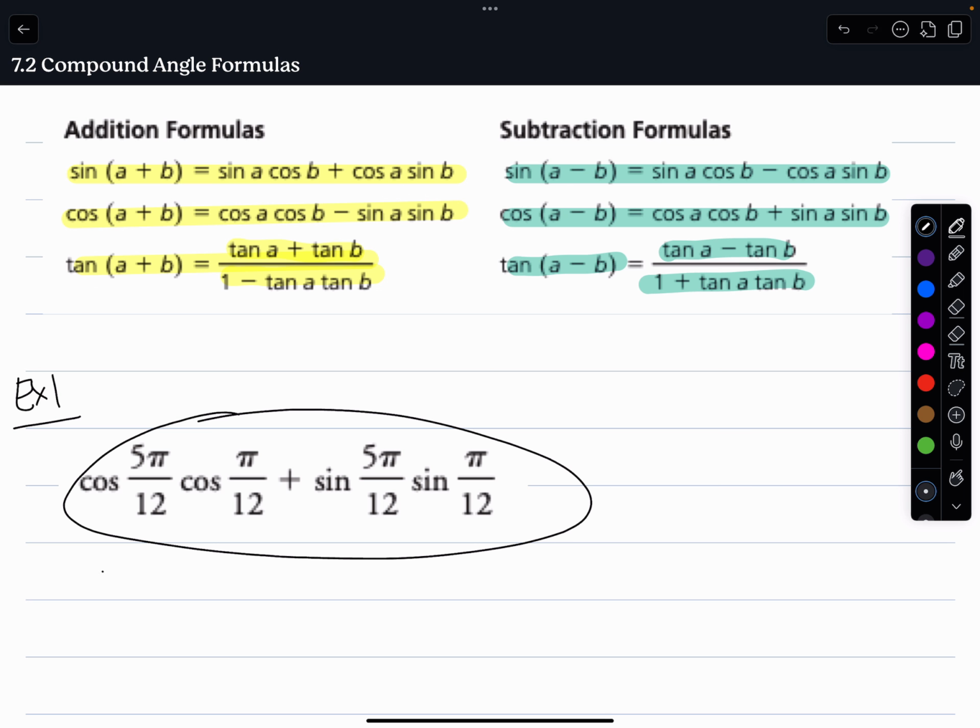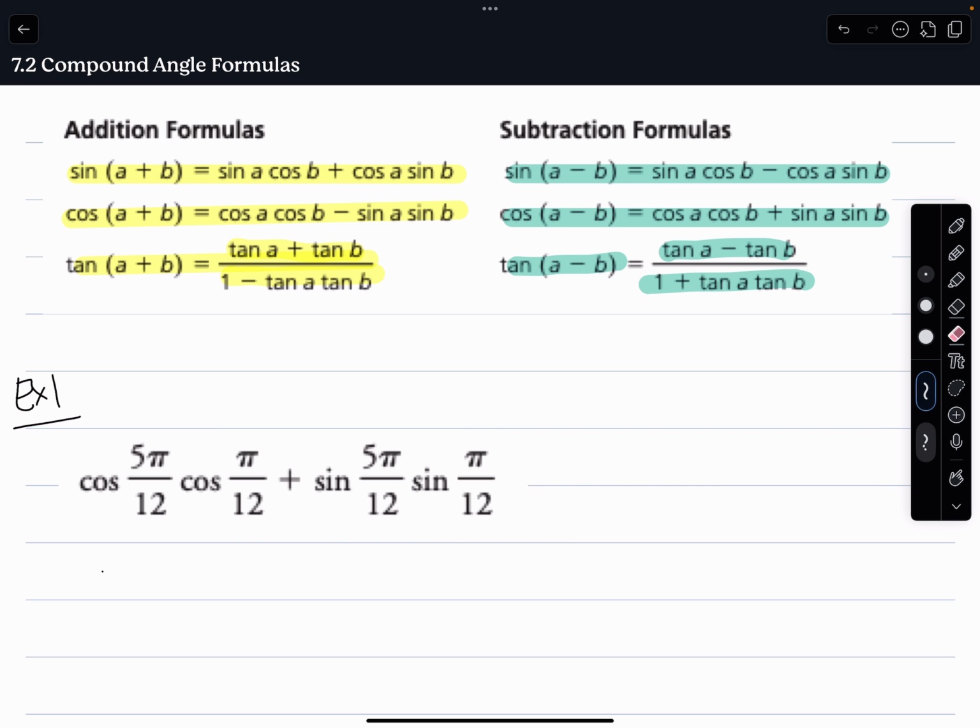Based off looking at the pattern, I know that I have two coses and then two sines. I have a cos here and a cos here, and a sine here and a sine here. So which function would this look like? This has two coses and this has two sines. But the next thing we have to look at is what is that symbol in the middle? It's addition. So based on these two clues, it has to be reflective of this one right here.